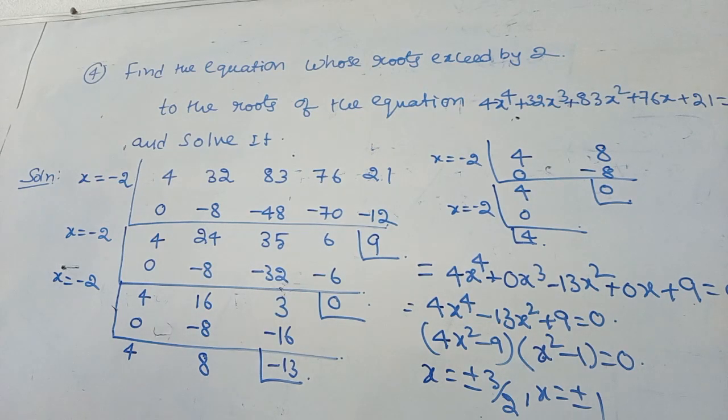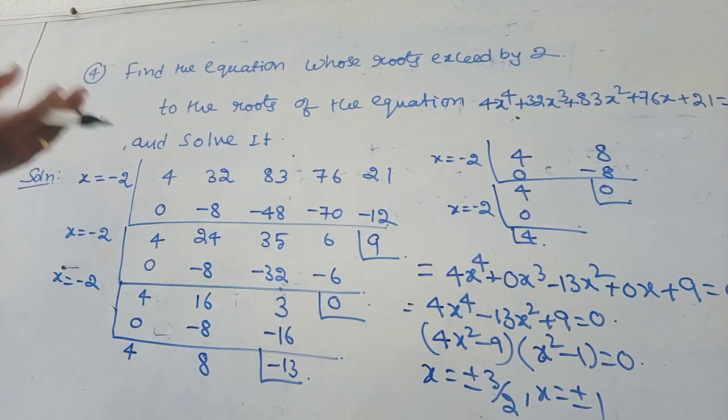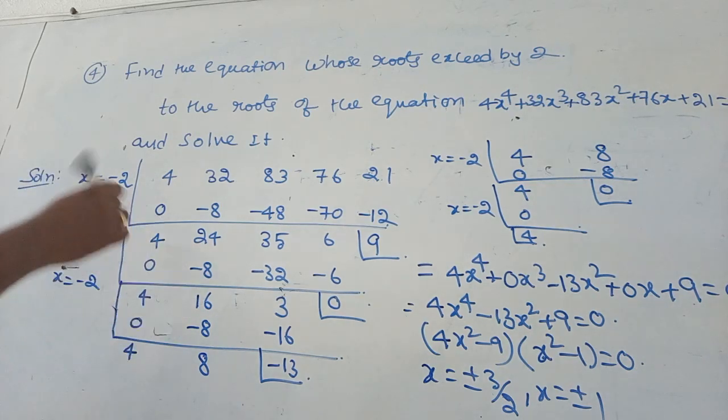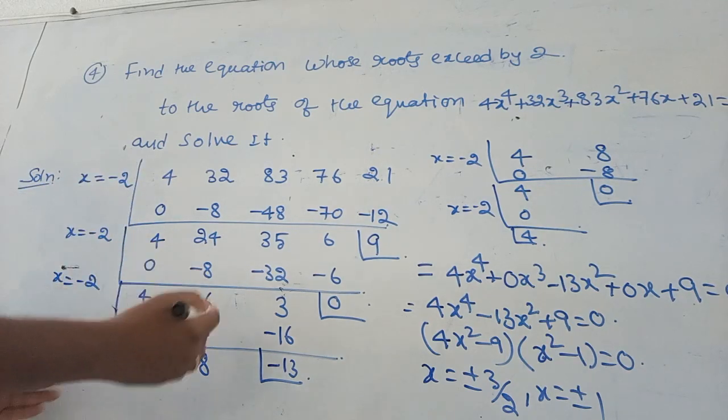My dear students, you observe this. This is the way how we do the problem here. They gave a polynomial equation. We need to get an equation whose roots are increased by 2. This is the best method available for us, Horner's method of synthetic division. You successfully divide and get all the remainders.